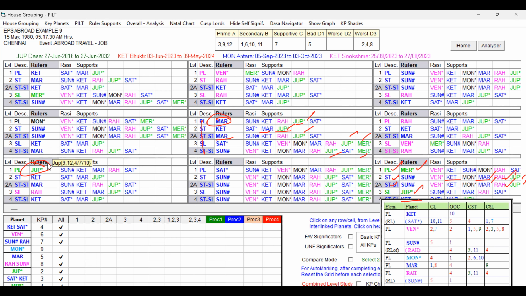So Jupiter is in the star of Ketu and the sub-lord is Rahu. That is having some weakness. That is indicating some weakness, right? The unfavorable key planet Rahu is playing.